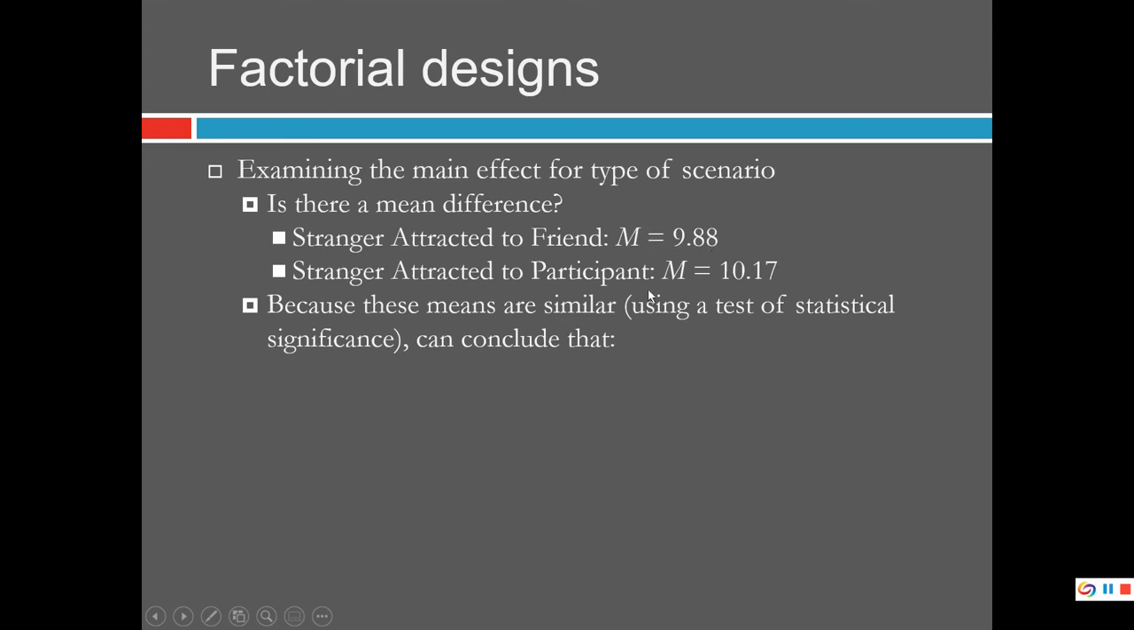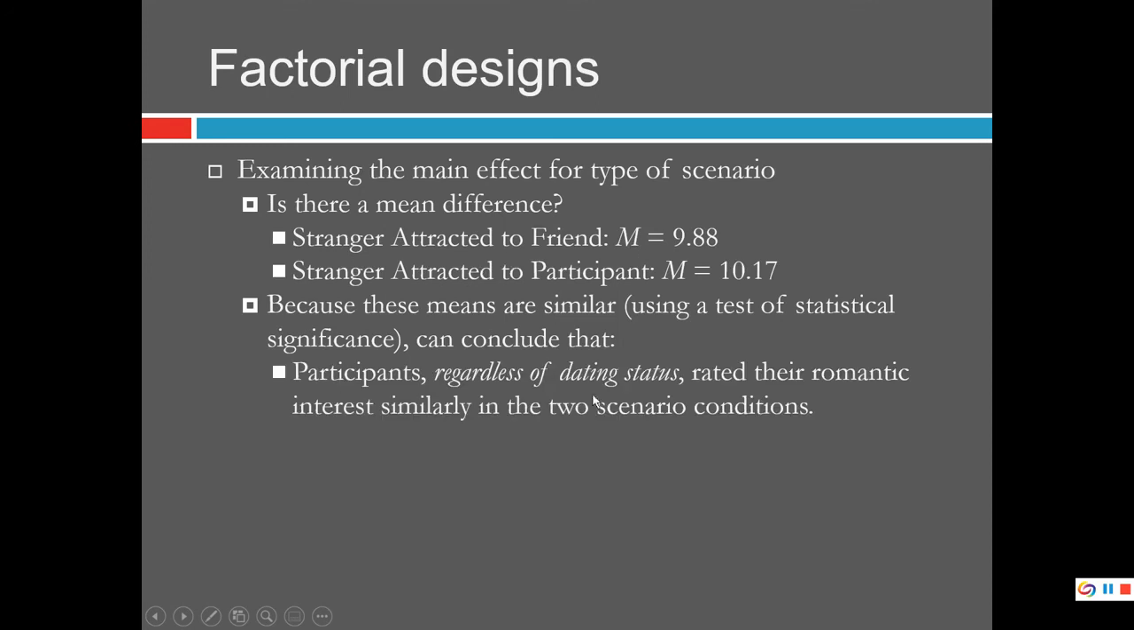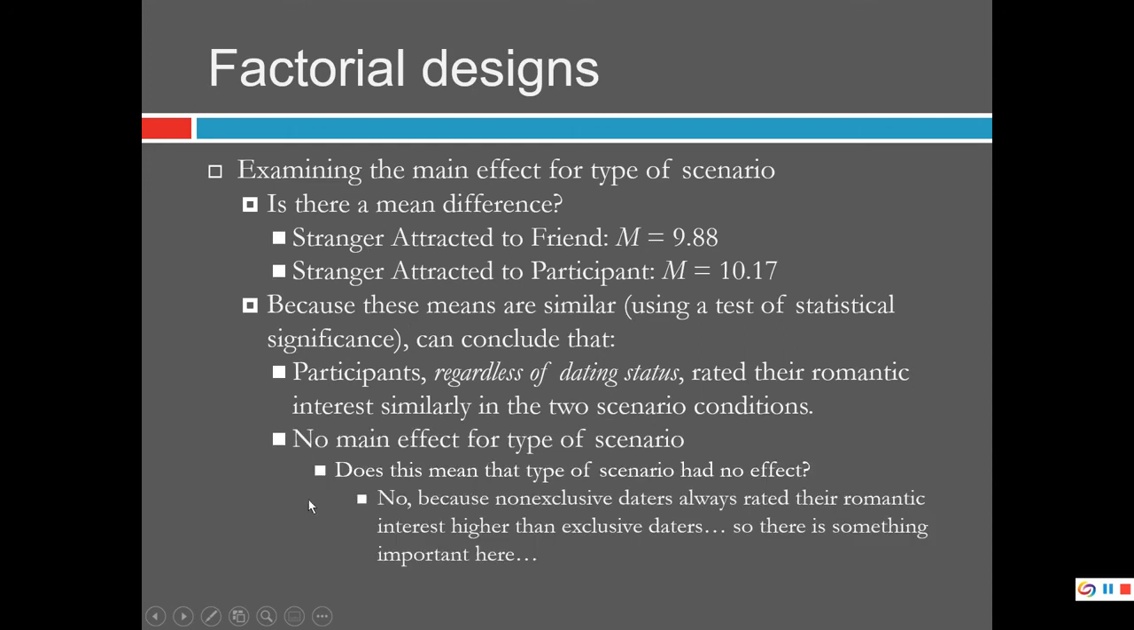So because you didn't find a difference here, you conclude about the main effect that regardless of dating status, people rated their romantic interest pretty similarly across these two conditions. Stranger attracted to friend didn't really make that much difference compared to stranger attracted to participant. Who they were attracted to didn't really matter. Maybe there were other things in the scenario that people read that kind of overrode this or something. So no main effect for type of scenario.